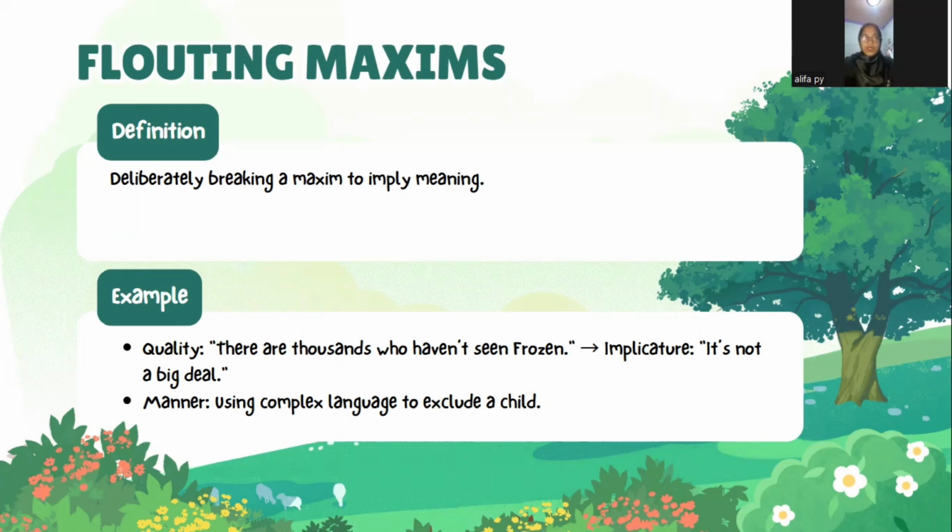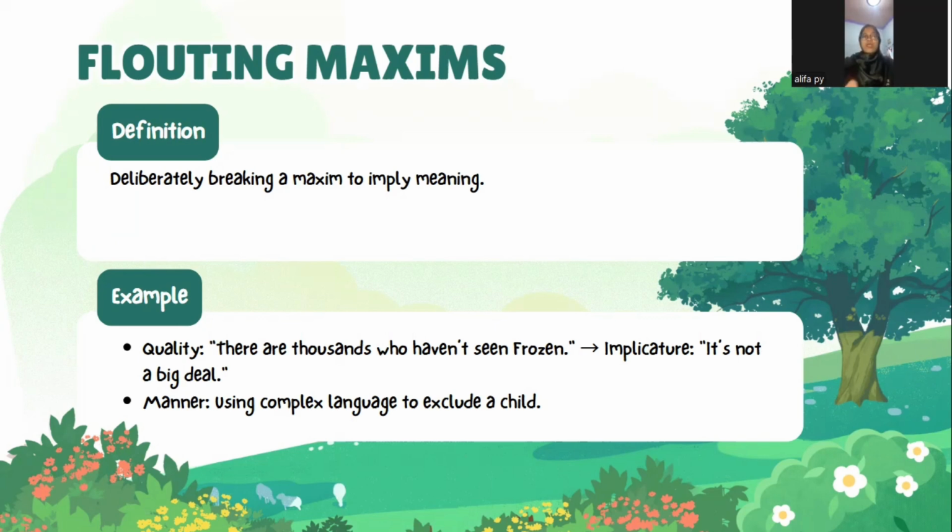So, for example, saying, "I've seen Frozen a gazillion times." You don't mean gazillion literally. Gazillion here means a lot. Flouting manner is also saying something really complicated, such as, "Hey, would you accompany me to the kinematograph post meridian?" It basically means, "Wanna go to the movies this afternoon?" It's just as simple as that.